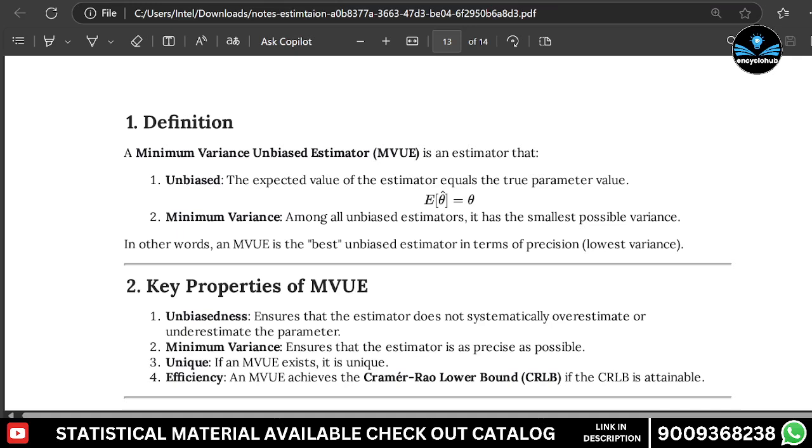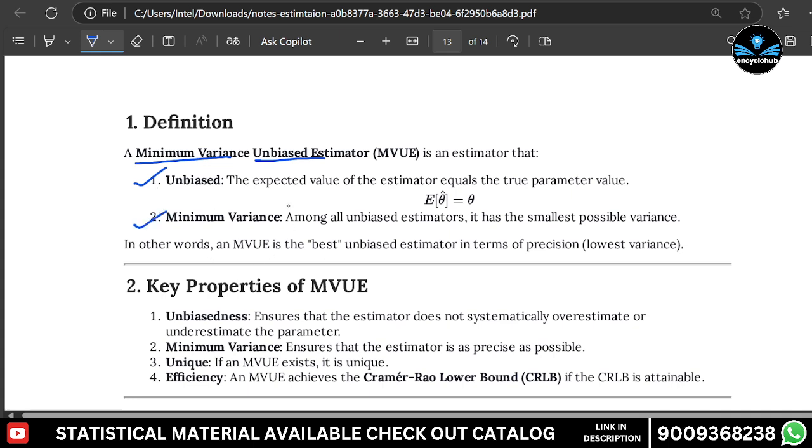Welcome to Cyclohub. In this video, we are discussing the definition of minimum variance unbiased estimator. So first, we are discussing minimum variance unbiased estimator. By the name, you can understand that it has a minimum variance, and it is an unbiased estimator. So there are two points: unbiasedness and minimum variance.